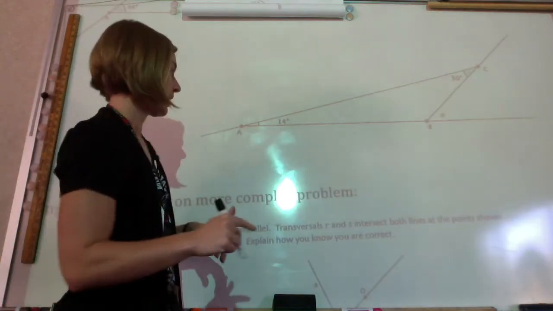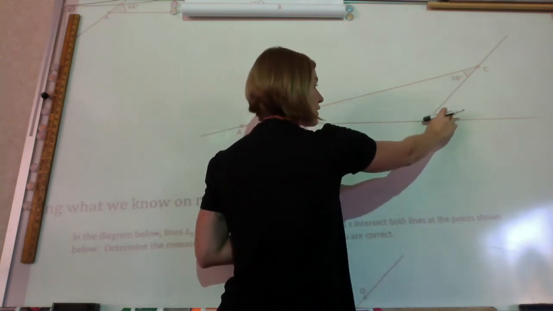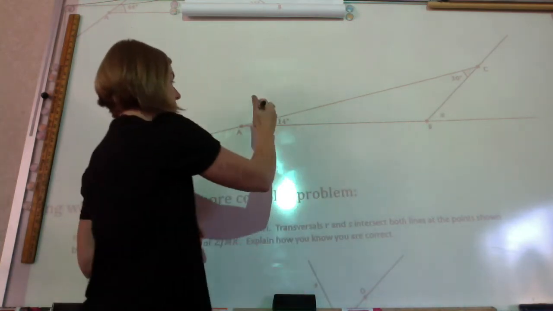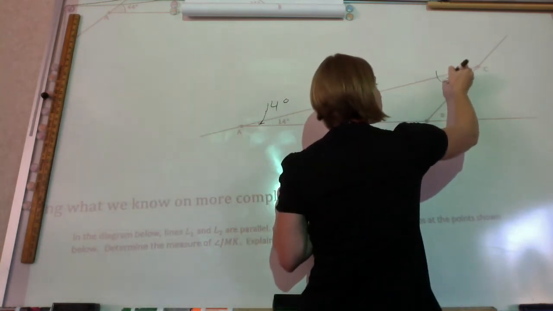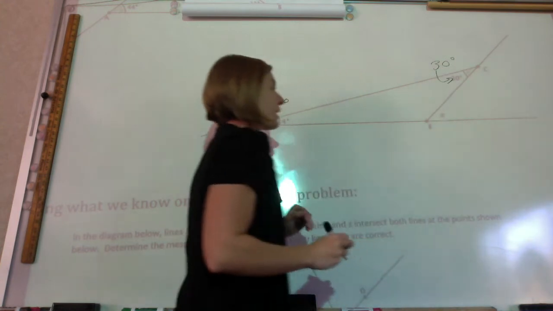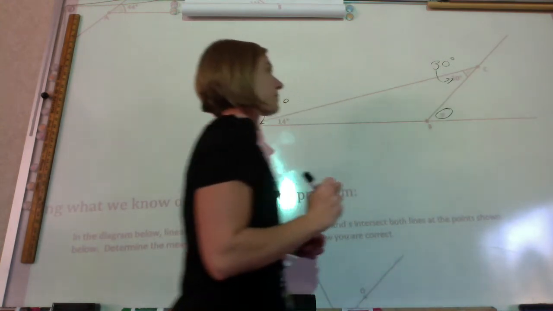So here, once again, we have two interior angles that are opposite an exterior angle that we're trying to find. This one right here is 14 degrees. And this one right here is 30 degrees. And we need to find what x is. We need to find this guy right here.